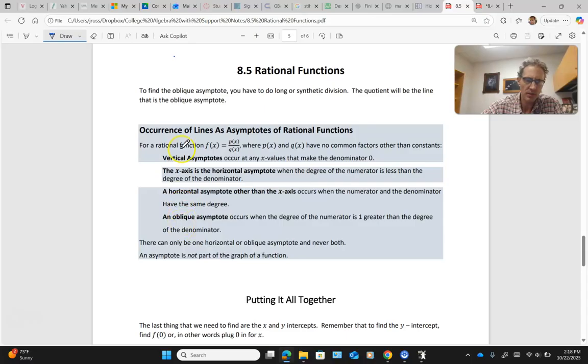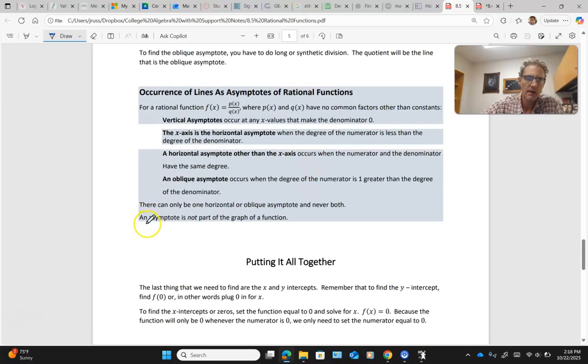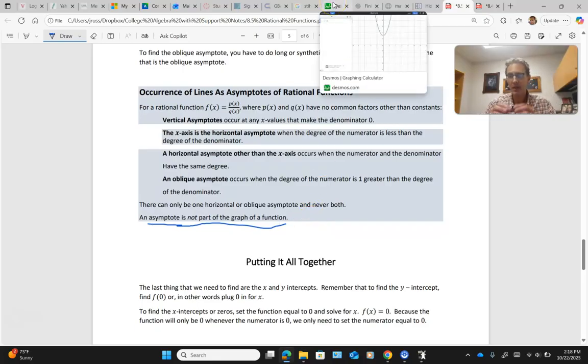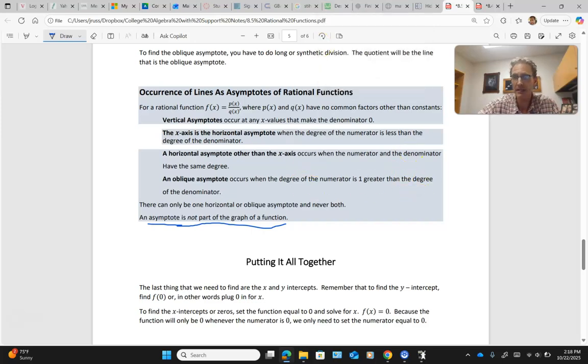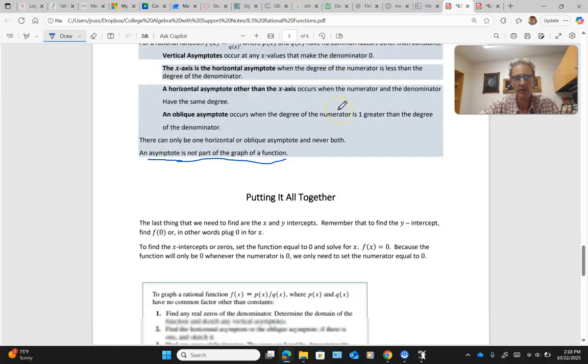This is just a brief synopsis of kind of what we talked about, so you can read through this. Also note that these asymptotes that we talked about, guys, are not part of the graph of the function. Now when I graph them in Desmos, I do put in those lines, but that's just to show you where those asymptotes are. Those asymptotes are just imaginary.